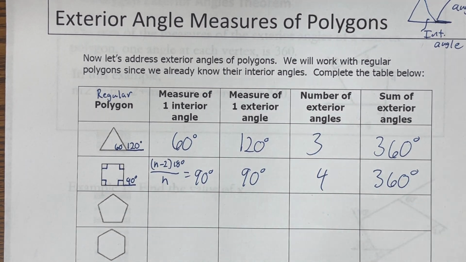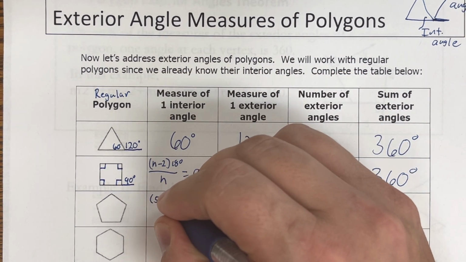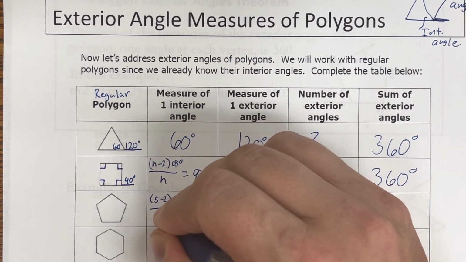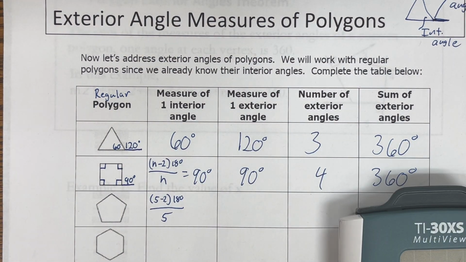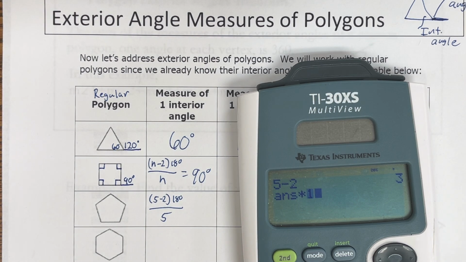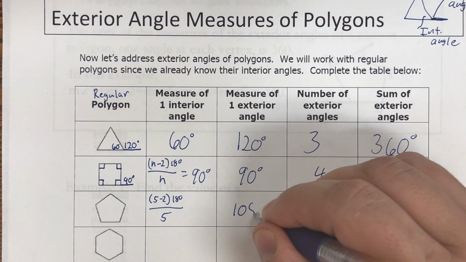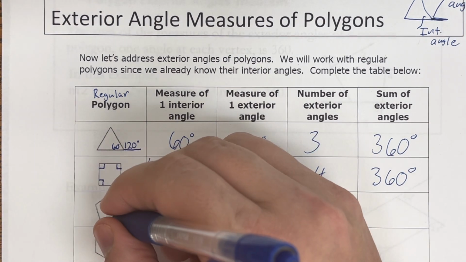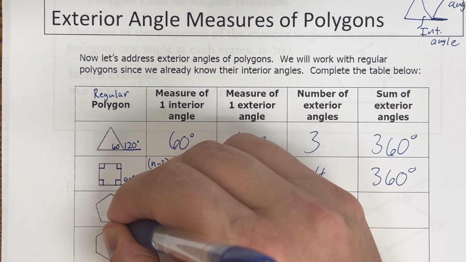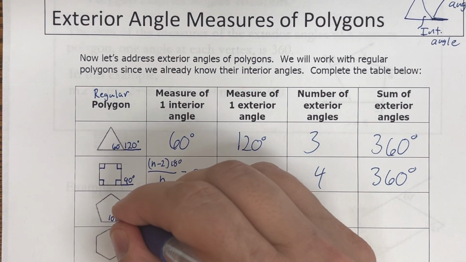Let's see with a 5-sided figure. For a 5-sided figure, for us to find one interior angle, we are going to take 5 minus 2 times 180 and divide it by 5. Let's see what we got here. Make sure you press enter on the top, because it's 540 on the top, then divide it by 5, we get 108. So each interior angle for this regular pentagon is 108 degrees. The exterior angle forms a linear pair, so we'd have to take 180 minus 108, which is 72.